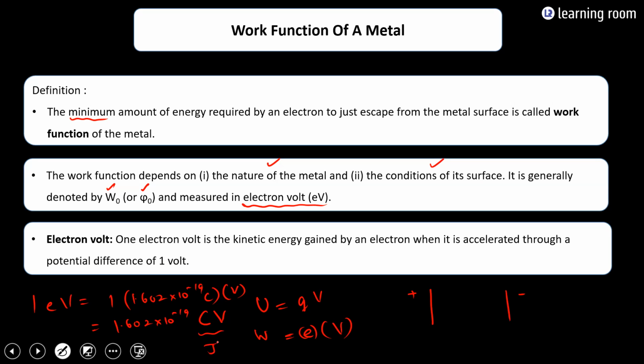So 1 electron volt's value is equal to 1.602 into 10 power minus 19 joule.